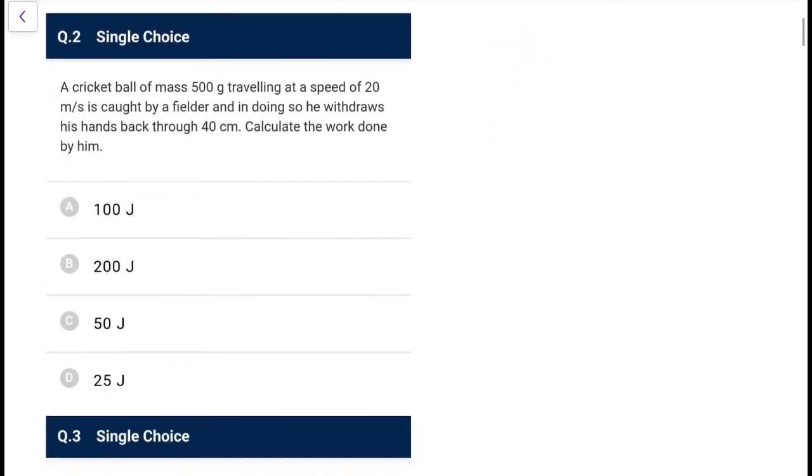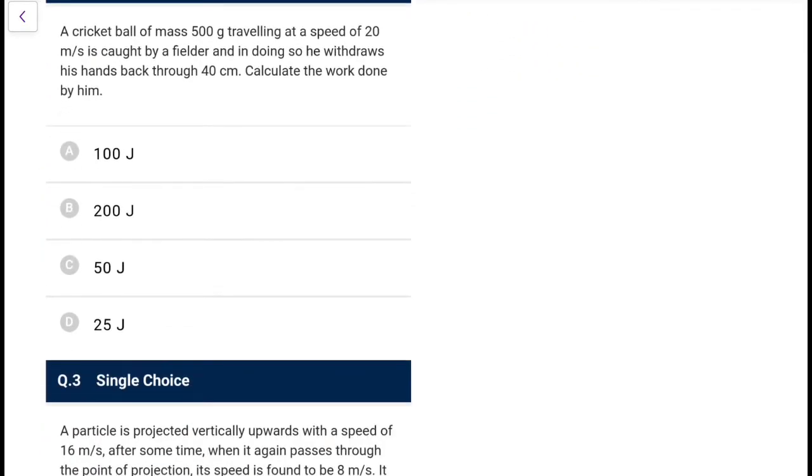Next one. A cricket ball of mass 500 gram traveling at a speed of 20 meter per second is caught by a fielder. In doing so, he withdraws his hand back through 40 centimeters. Calculate the work done by him. Simply use the work energy theorem, W net is equal to delta K. So the work done by the fielder is the change in kinetic energy, which is half m into v square minus u square. Finally the ball is at rest, that means v is 0, so the work is negative.